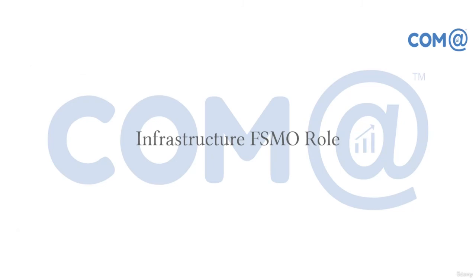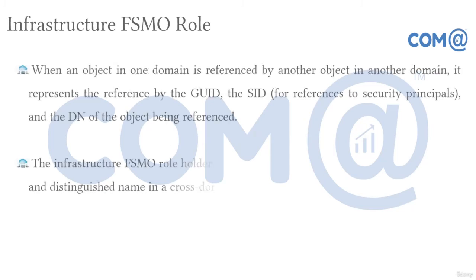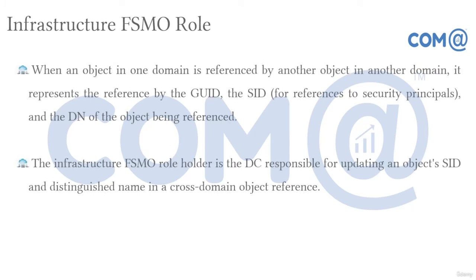And for the understanding about the infrastructure master FSMO role. Basically, when an object in a domain is referenced by another object in another domain, it represents the reference by the GUID, the SID, which is the security identifier, and the distinguished name. The infrastructure FSMO role holder is the domain controller responsible for updating an object's SID and distinguished name in a cross-domain object reference.